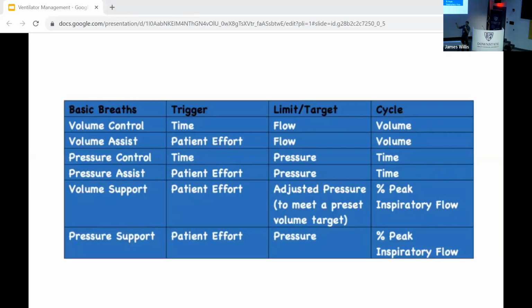Pressure control breaths or pressure assist breaths. You plug in the pressure. Who's triggering it? Either the ventilator or the patient. And then the support, pressure support, the patient does almost all of the work.